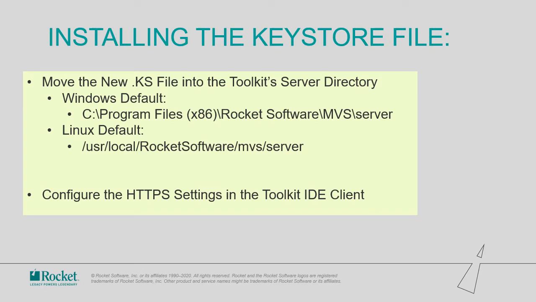Now let's install and configure your new Keystore file in the MVS Toolkit. First, move the new Keystore file to the Toolkit server directory. Please note that the default locations for the server directory on the Windows and Linux platforms are shown on the slide. If you installed the toolkit somewhere else, find the server directory under the MVS directory.